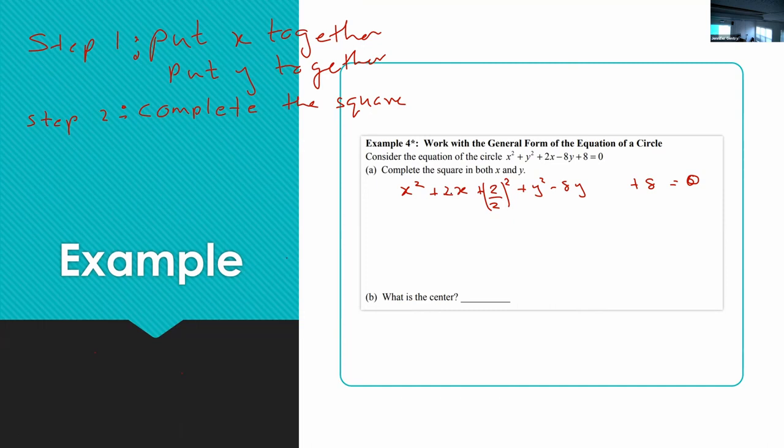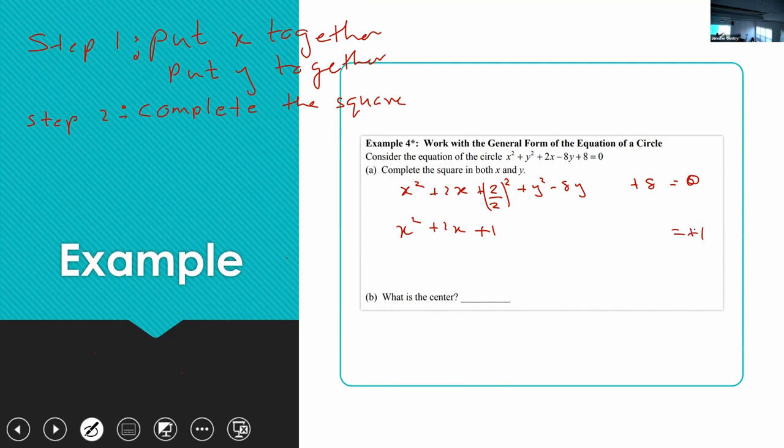Okay? I have to square that. What's 2 over 2? 1. What's 1 squared? 1. I'm adding 1 to this side. What do I have to do to the other side? Add 1 as well.